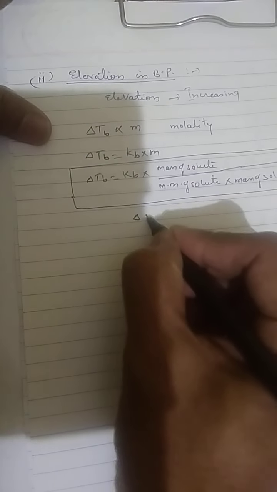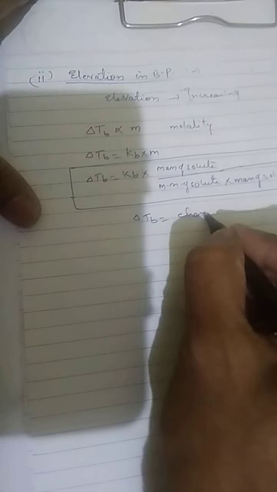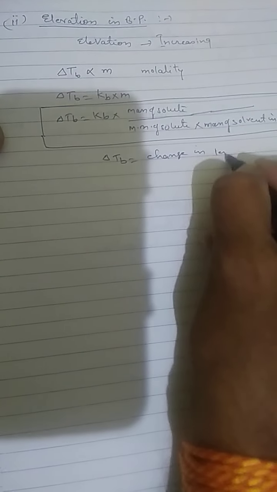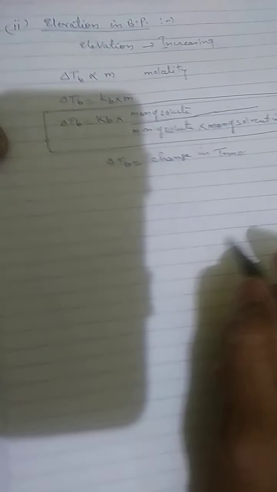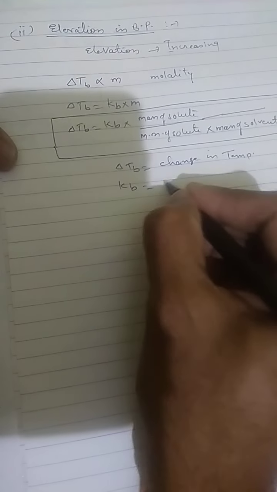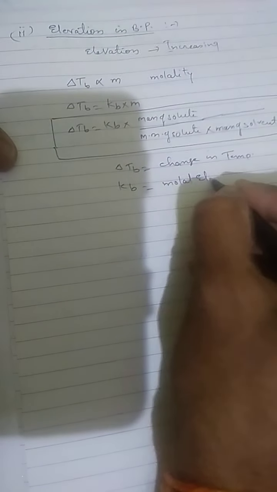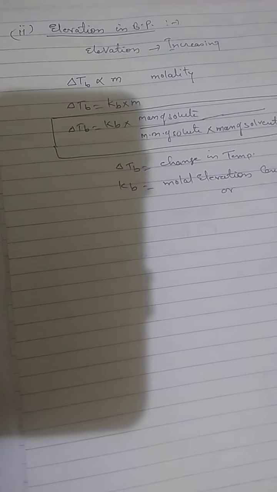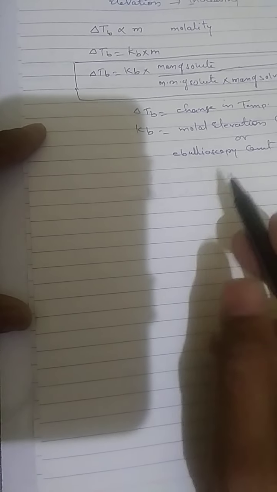So here we have this relation or this formula of elevation in boiling point, where delta TB is the change in temperature, right? Where KB is the molal elevation constant, or it is also known as the ebullioscopic constant. It is also known as the ebullioscopic constant, that is KB. So here this is elevation in boiling point.